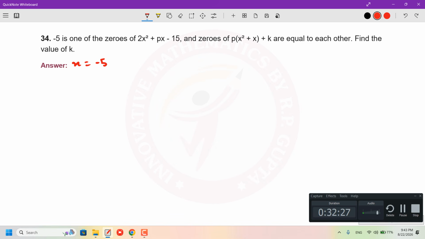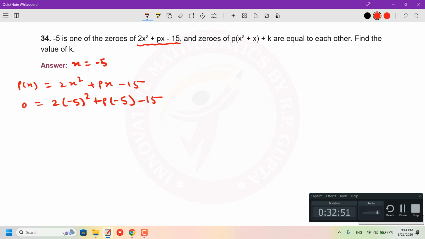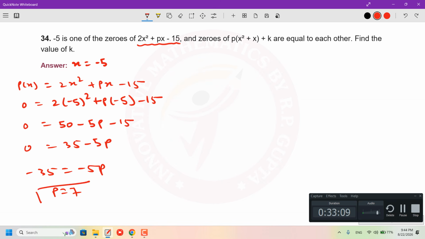Now minus 1 is one of the zeros of the polynomial, means x का वैल्यू तो minus 1 नहीं minus 5 है. So from here we will get the value of p. So px is equals to 2x square plus px minus 15. So this is 0 is equals to 2 into minus 5 का square plus p into minus 5 minus 15. So 0 is equals to 50 minus 5p minus 15. So 0 equals to 35 minus 5p. So minus 35 equals to minus 5p. So p equals to 7 आ गया.